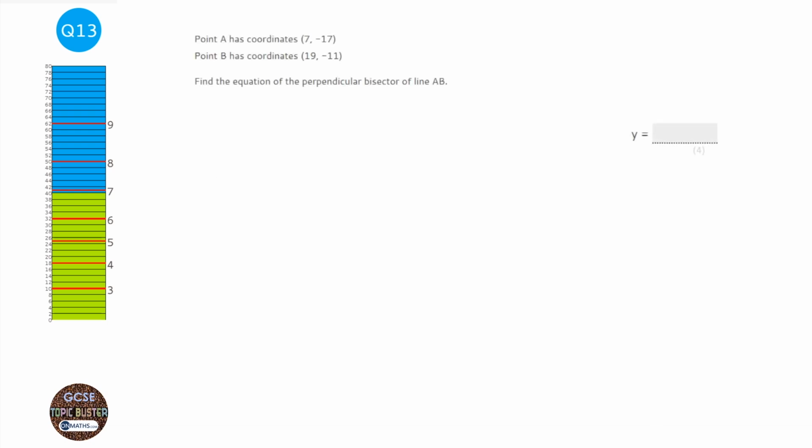Okay, so this question looks quite simple, but actually it's going to take a bit of time to sort out. So first thing I'll do is do a little sketch. I'm going to do it up here. Since the y's are negative, both negative, I'm just going to show the bottom of the graph. So at 0.7, we're at minus 17, which I'm going to say is here. It's a sketch, so it doesn't have to be perfect. And at 0.19, we're at minus 11, which I'm going to say is here.